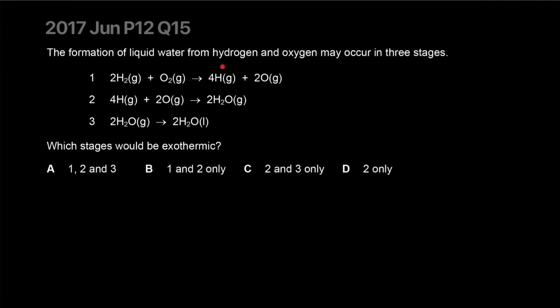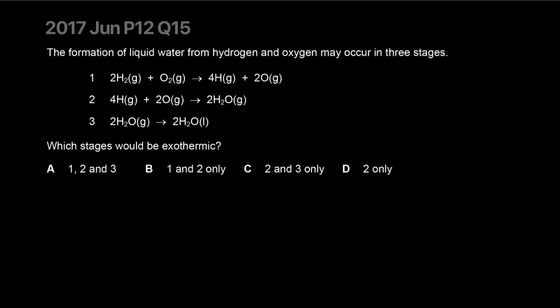The formation of liquid water from hydrogen and oxygen may occur in 3 stages. So they divided the process up. What's happening is you have hydrogen gas and oxygen gas, and all the bonds are broken and it's just atoms of hydrogen and oxygen. Now these atoms combine together to form gaseous water, and that water is cooling down to liquid water. So which of these is exothermic, or heat is given out, right?